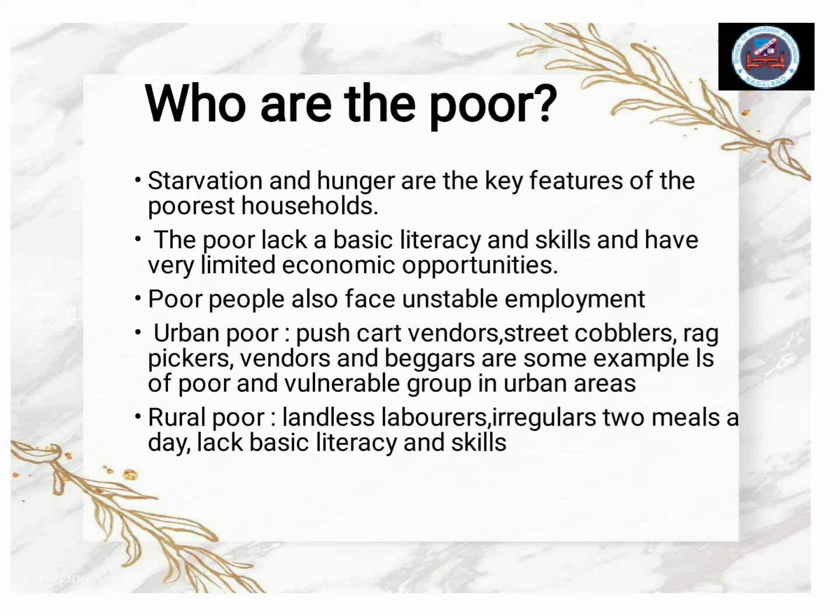In urban areas, the poor are mostly push cart vendors, street cobblers, rag pickers, vendors, bakers. These are some examples of one of the most vulnerable groups in urban areas. In rural areas, those who are landless laborers, those who do not get 2 meals a day, those who lack basic literacy and skill are some examples of the most vulnerable groups in rural areas. So in all these areas, we can identify or classify the poor households or the poor people.